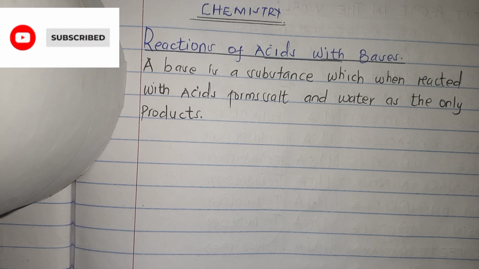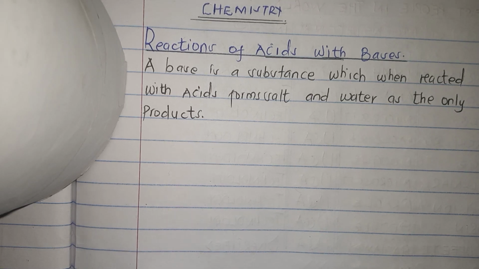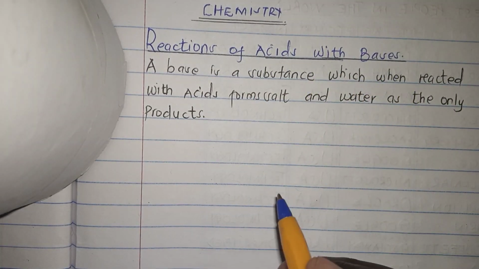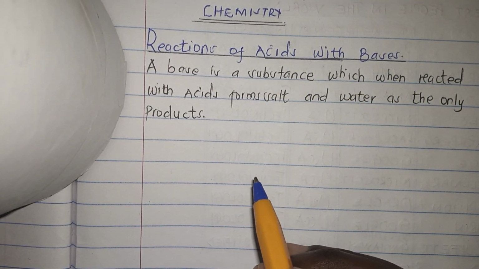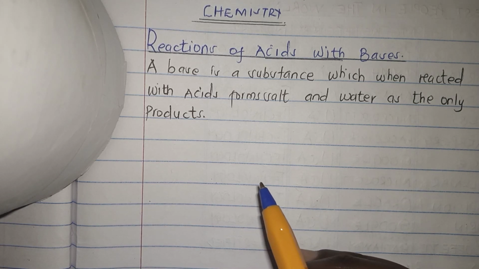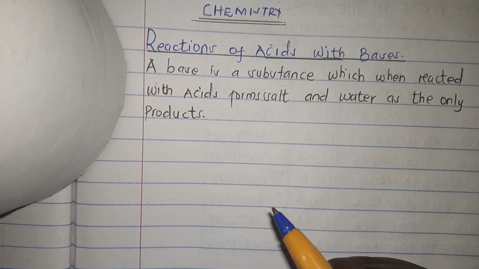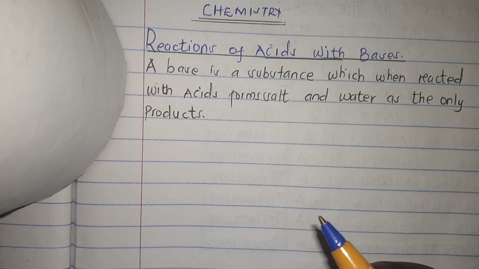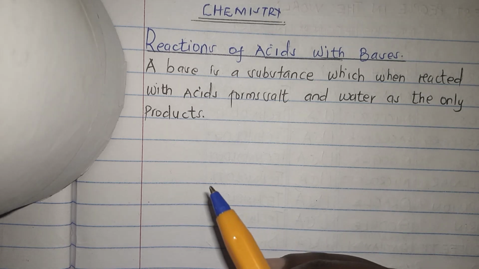Today I'm going to take you through chemistry. Our subtopic today is about reaction of acids with gases. So first, we will begin by defining what is a base. In our previous lesson we had discussed acids with metals, the reaction between acid and metal, and we had defined acids. So for today we are going to define a base.